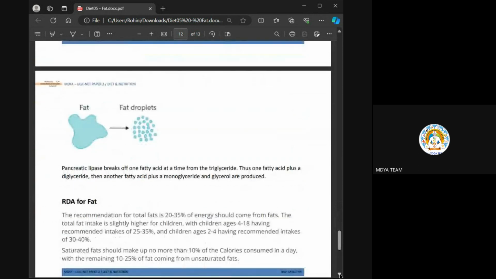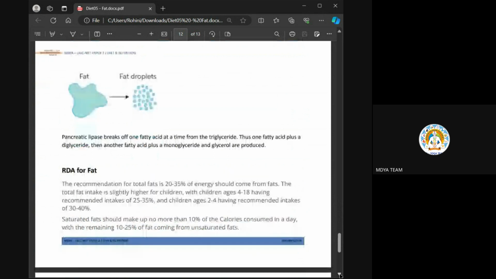So this fat, for the purpose of digestion, disperses in these fat droplets, which are known as micelles, which easily move into the intestinal cells. So pancreatic lipase breaks off one fatty acid at a time from the triglycerides, and one fatty acid plus a diglyceride, then another fatty acid plus a monoglyceride, and then glycerol are produced. Like this, they break down these fats.